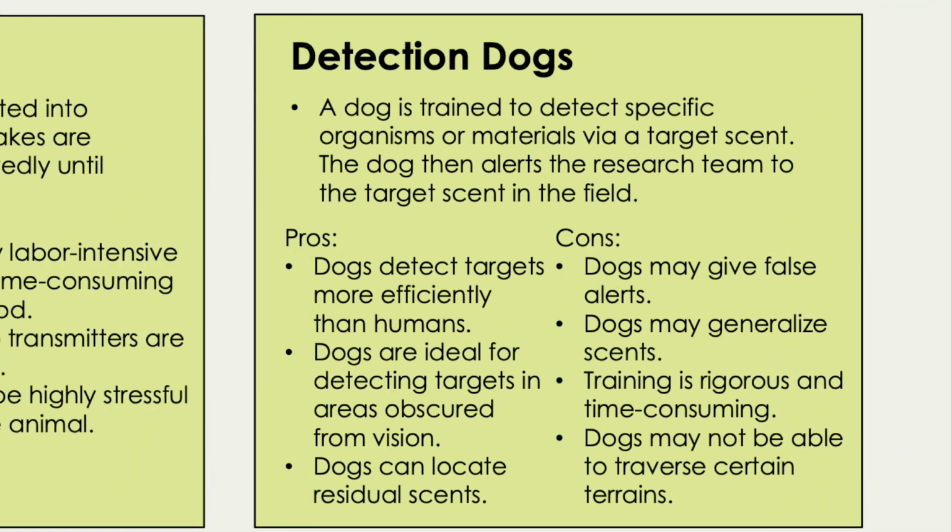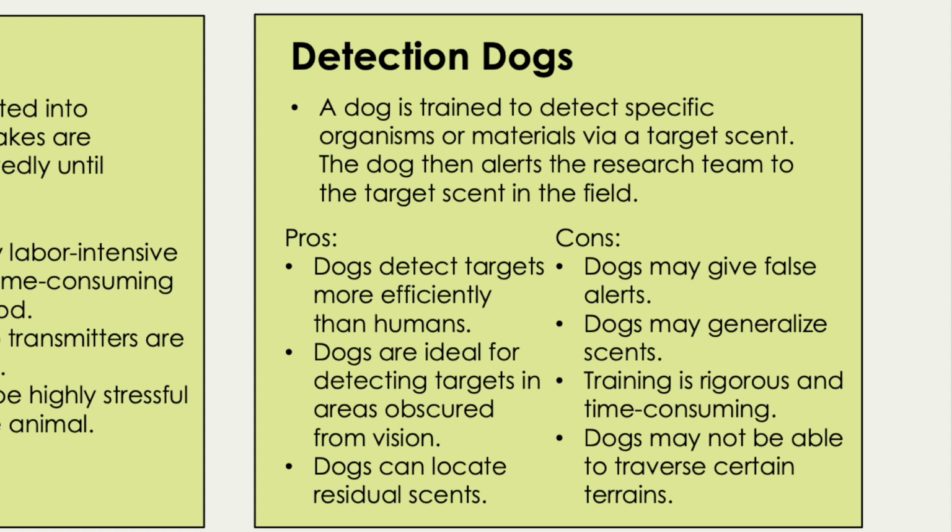Finally, we have detection dogs. Detection dogs are trained to detect specific organisms or materials via a target scent. The dog is then brought into the field, where it locates the target scent and alerts the research team. Dogs detect targets more efficiently than human surveyors are able to. Dogs are also ideal for detecting targets in areas that are obscured from vision, which matches the criteria for many snake oviposition sites. Dogs can also locate residual scents, so old or inactive oviposition sites can be located if the research team so desires.